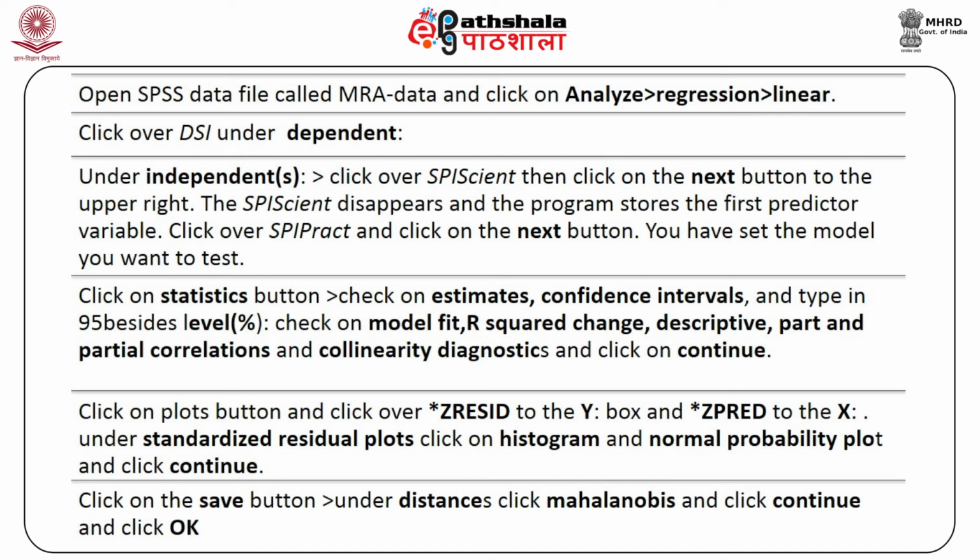Click on the Plots button and click over ZRESID to the Y box and ZPRED to the X box under Standardized Residual Plots. Click on Histogram and Normal probability plot and click Continue. Click on the Save button, go to Distances, click Mahalanobis, click Continue, and click OK.